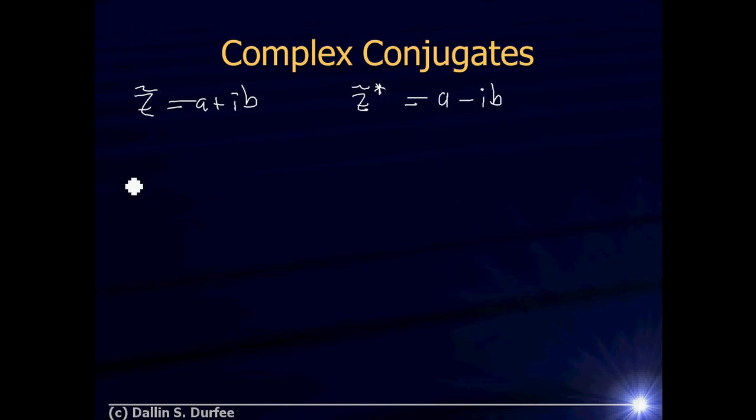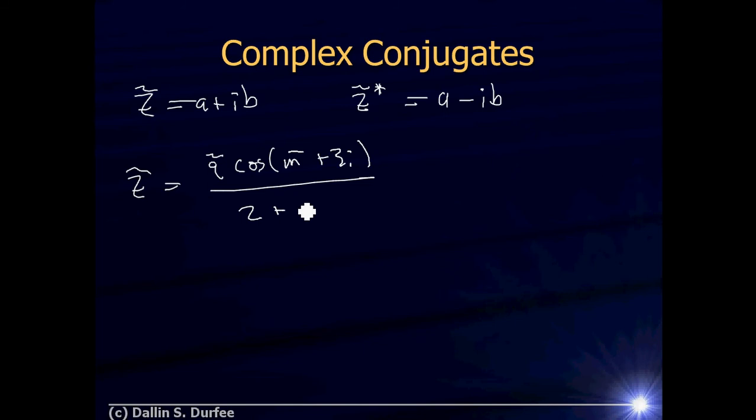Let's say you had some complex number that was really complicated. So maybe it's some complex number q times the cosine of some complex number m plus 3i, divided by 2 plus 6i, plus some complex number p. How would I take the complex conjugate of that? What you do is you just take the complex conjugate of everything in it.